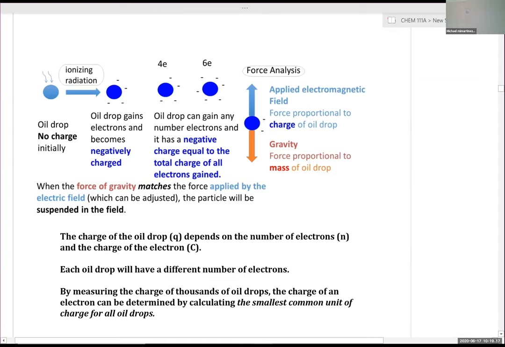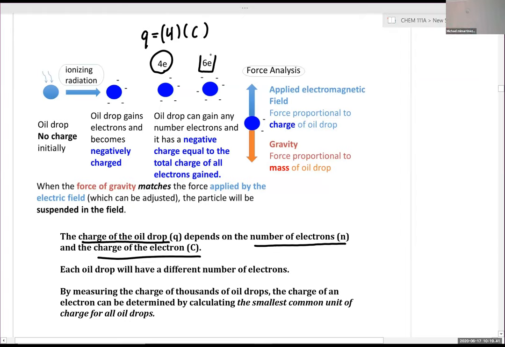So, how do we do that? Well, we know that the charge of the oil drop depends on the number of electrons and the charge of an electron. So in this case, if we have 4 electrons gained, the charge of this oil drop would be 4 times the charge of an electron. If we have 6 electrons, the charge of our oil drop will be 6 times the charge of an electron.